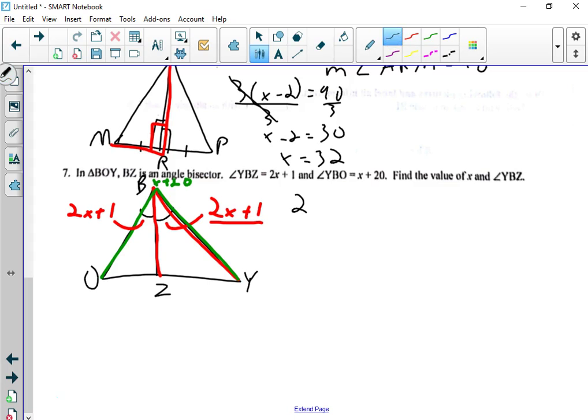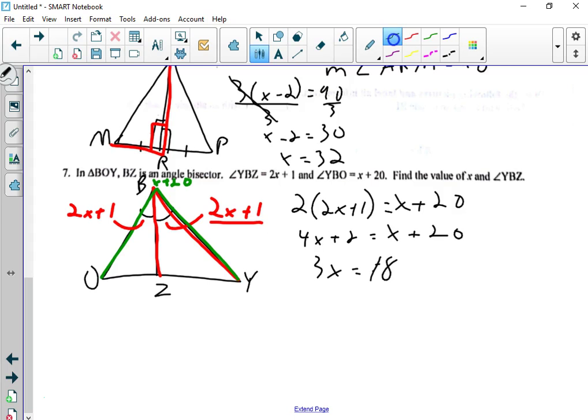2x plus 1 plus 2x plus 1, or 2x plus 1 doubled, is equal to x plus 20. Now this one I am going to distribute the 2 because I don't just have a single number over there. So it's going to give me 4x plus 2 equals x plus 20. I'm going to subtract x and get 3x. I'm going to subtract 2 and get 18, and get x equals 6.